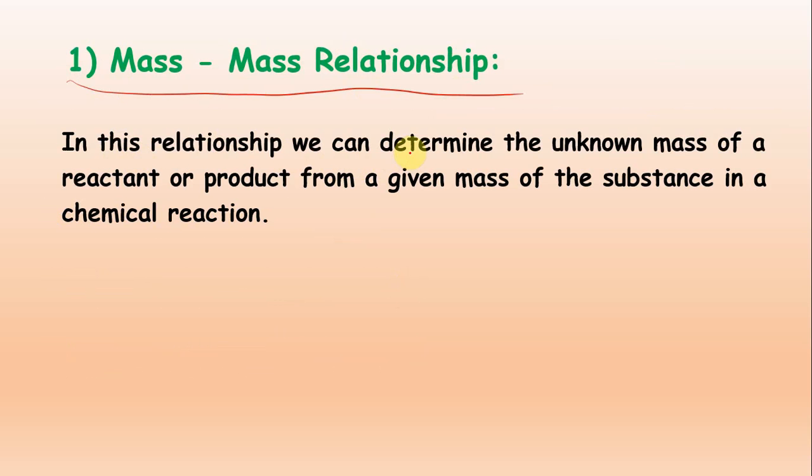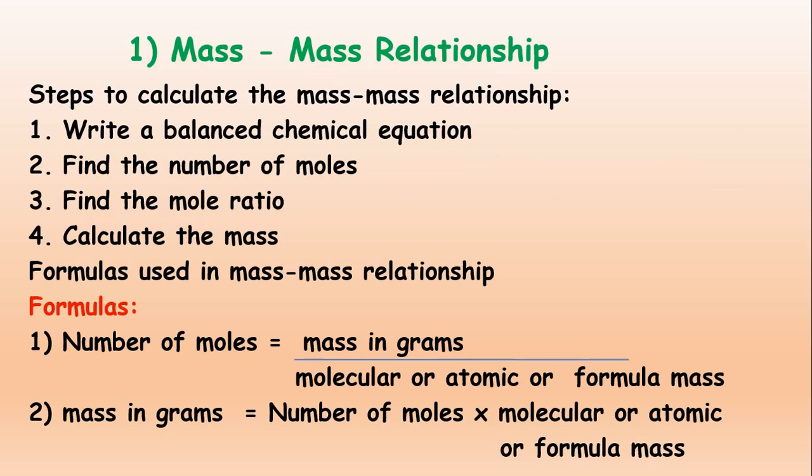In this relationship we can determine the unknown mass of a reactant or product from a given mass of a substance in the balanced chemical reaction. So this is the main introduction or definition of the mass-mass relationship. The mass of the reactant or the product will be given, and through that given mass you can calculate the unknown mass of the reactant or the product.